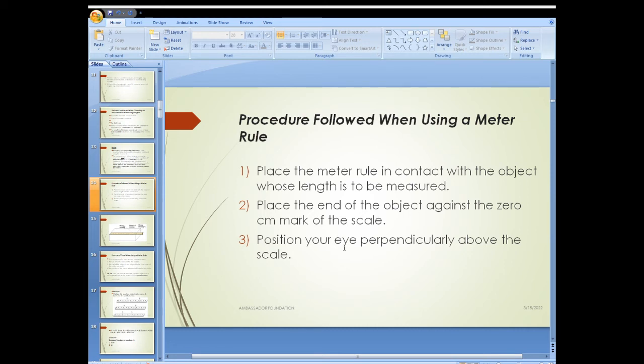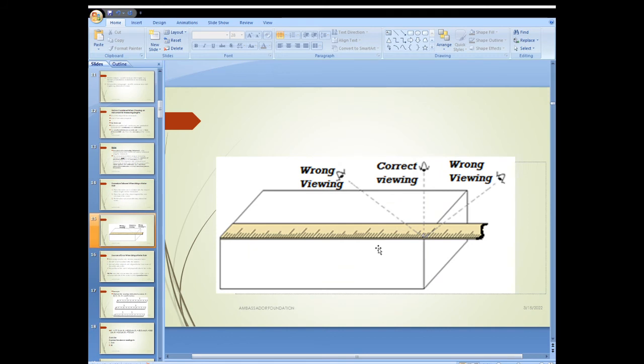When we say position your eye perpendicularly, we mean normally, your eye should be above the meter rule. Now, look at this diagram. The correct viewing is normal, that is, normally. But when you view from the sides, it will give you an error. We call it parallax error.